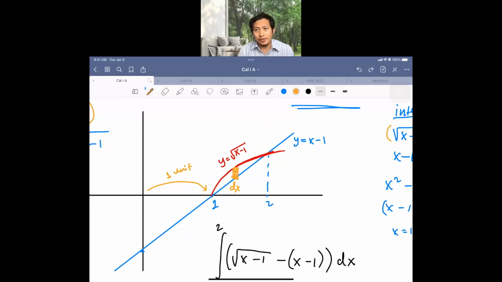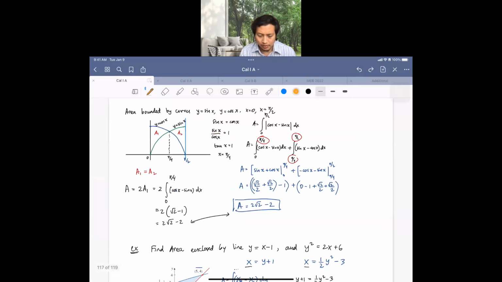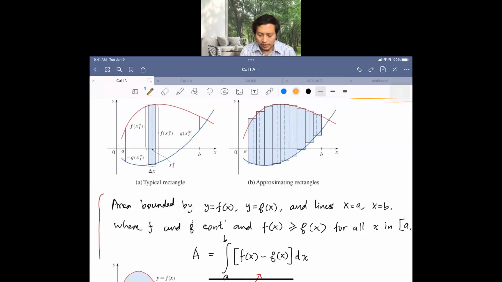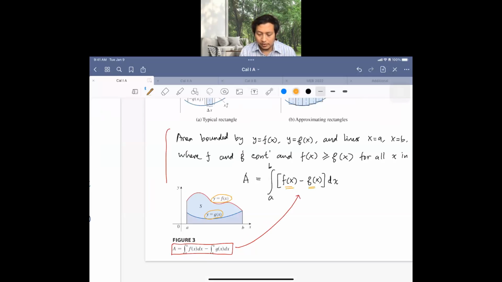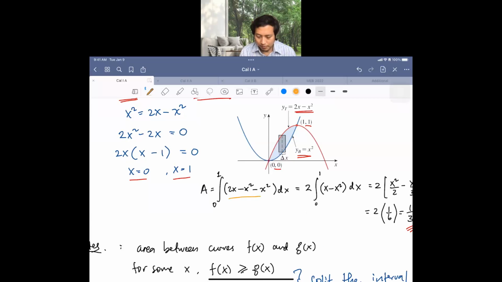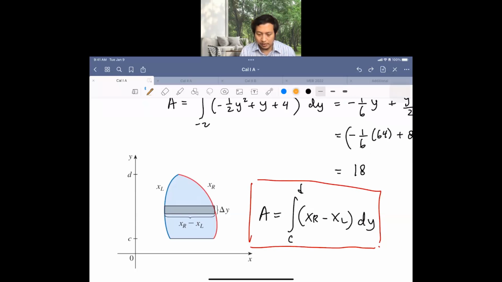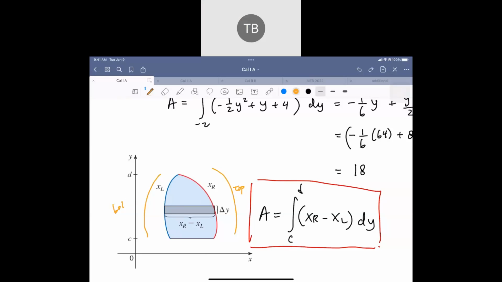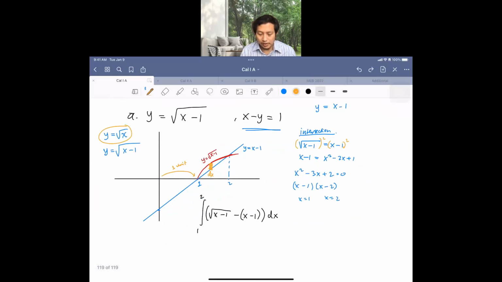I think this is also important. From the area between curves, if you look from the beginning, it's always f minus g, right? It's always the top minus bottom. And in our example also the top minus bottom. And in this example here, this is also the top minus bottom. But if you rotate, then the top and bottom are here. So for dx it's always top minus bottom. For the example here it's also the same.